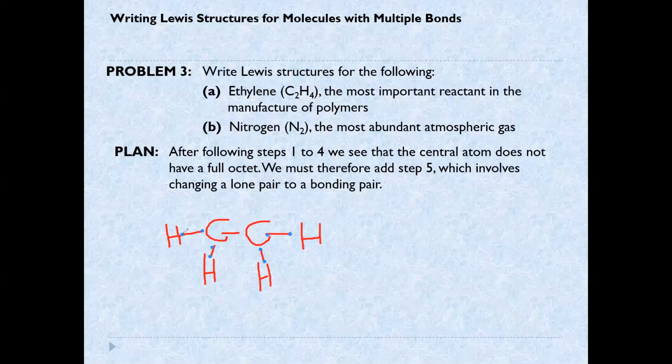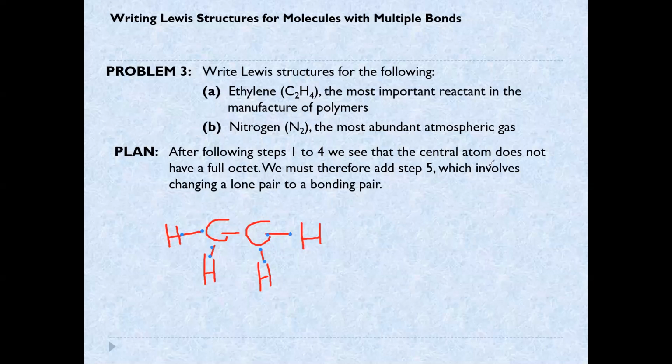So how many electrons have we assigned now? 1, 2, 3, 4, 5, 6, 7, 8. Then we count this one, 9, 10. 10 electrons, thank you. So we have 2 electrons left. What do we now do to these 2 electrons?